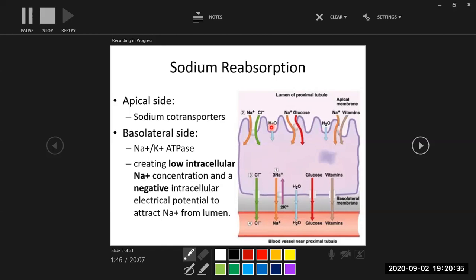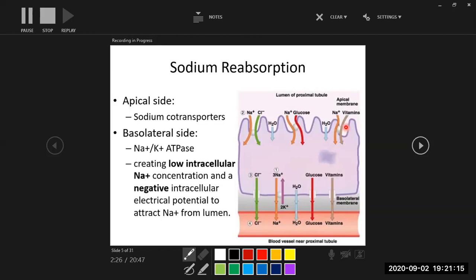On the apical side, we have a lot of sodium channels. These are not just sodium channels, they are sodium co-transporters. Co-transporters with what? With glucose, with amino acids, with vitamins. We want to reabsorb the glucose, right? We want to reabsorb vitamins and amino acids. To reabsorb these, we need to have a channel, and we need to have the power, because we want to pump them back to our body.